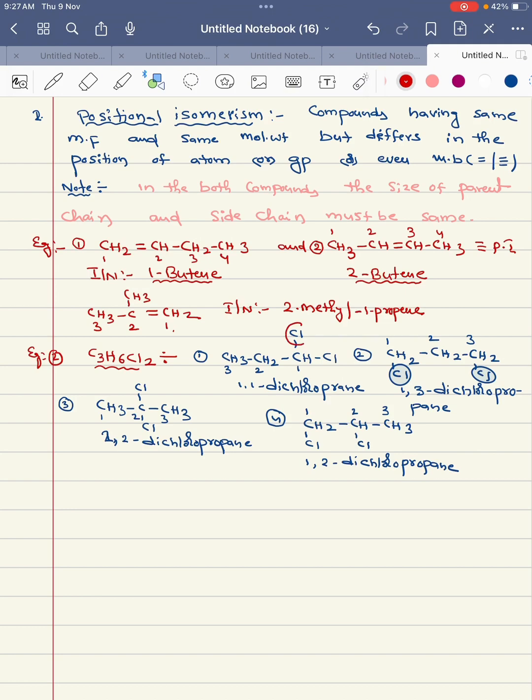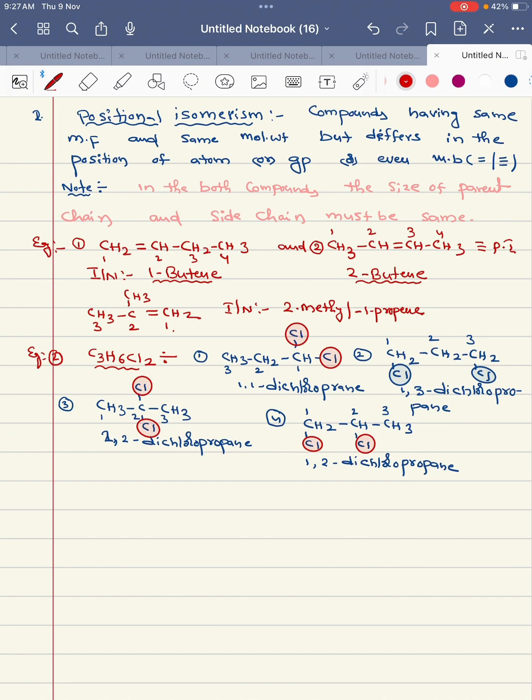So my dear students, here the chlorine atoms are attached on the same carbon. Here the chlorine atoms are arranged on the terminal carbons. Now here the chlorine atoms are attached on the same carbon atom. Here the chlorine atoms are attached to adjacent positions of the carbon. So in all cases, we changed the position of the chlorine atom. So a change in the position of an atom or group, or even multiple bonds such as a double bond and triple bond, is called positional isomerism.